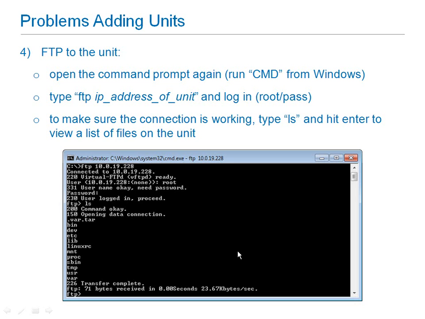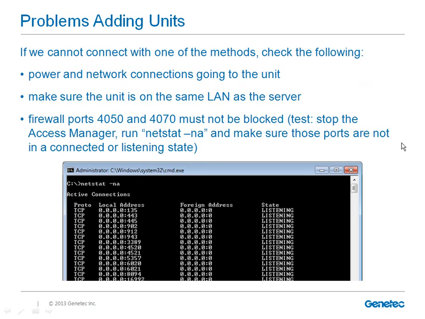Now, if you can successfully connect to the unit using all four of those methods, that's fantastic, and we know the problem is not related to the physical connection to the unit. If we can't connect with one of the four connection methods, we have a few things to verify. As we mentioned in the ping test, make sure the unit is powered up and ready, and the network cabling is functional and in good condition.